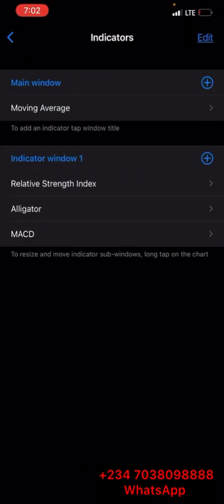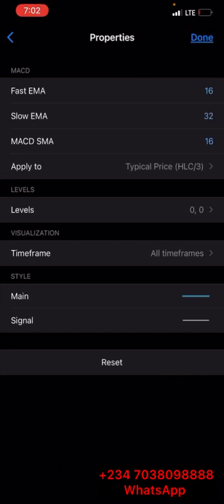Okay, so we have MACD. Fast EMA is 16. Slow EMA is 32.